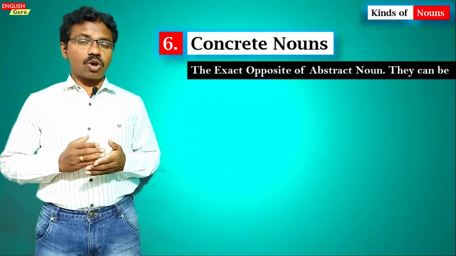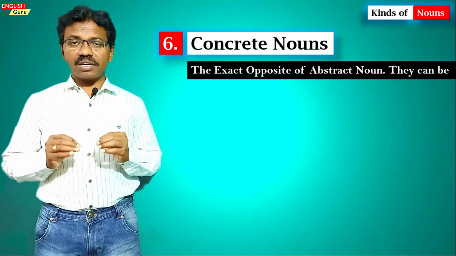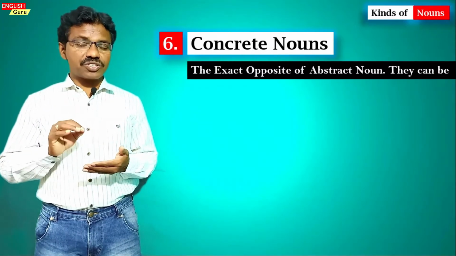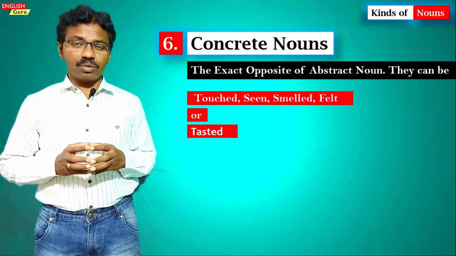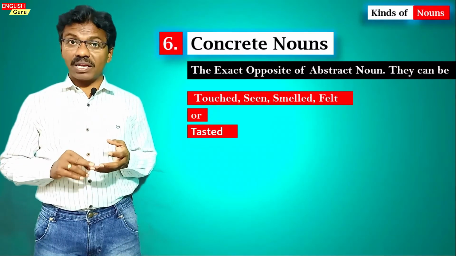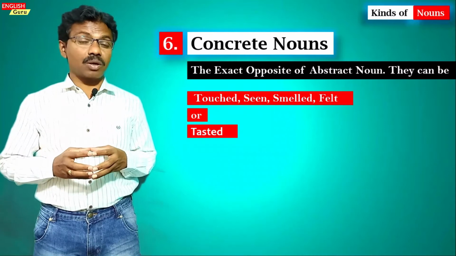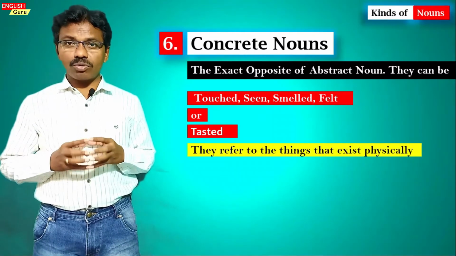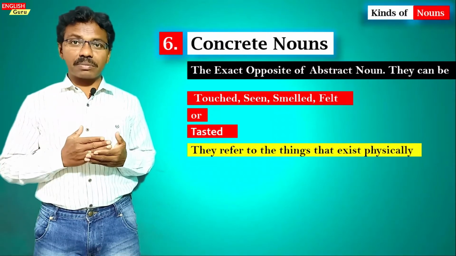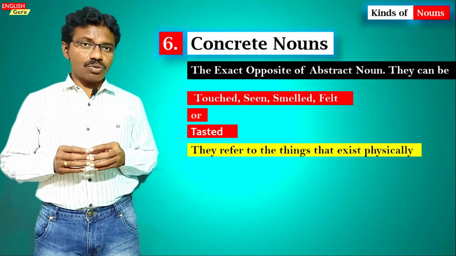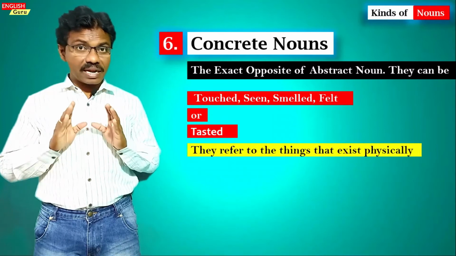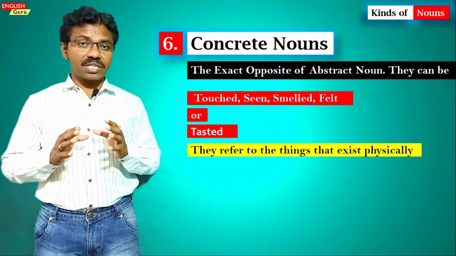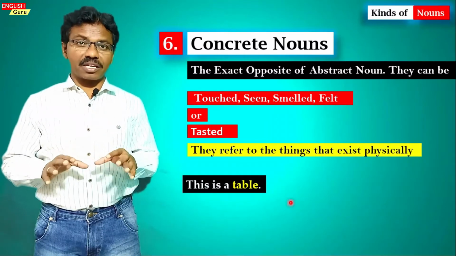The sixth one is concrete nouns. It is the opposite of abstract nouns. We have discussed that we cannot touch the abstract nouns, but here we can touch, we can smell, we can see, or we can also taste concrete nouns. They are called concrete nouns, and these are all the opposite of abstract nouns. And concrete nouns refer to the things that exist physically. They are not ideas, they are the physical existence of a thing.